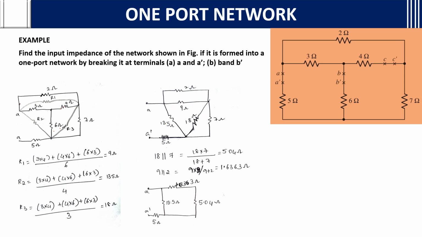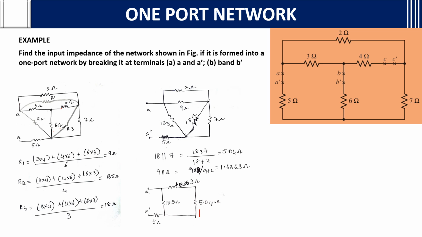Then what we have here is, 9, 18 and 7 are in parallel, and 2 and 9 are in parallel. If you calculate them, you'll get 5.04 and 1.636. If you put those values inside this, then you will get what? 5.04 and 1.6363 ohms, then 13.5 ohms.